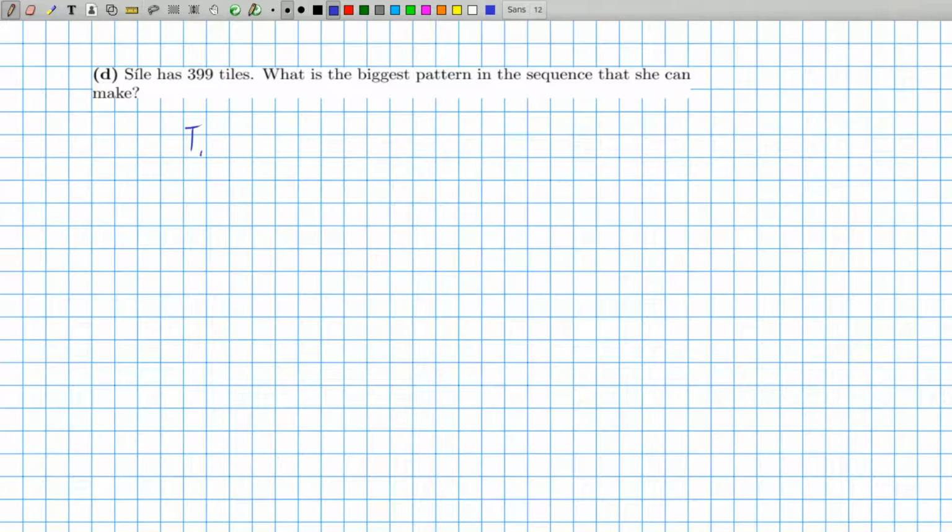We know that the number of tiles needed for the nth pattern is 9 plus 12 times n, and that number has to be less than or equal to 399. So whatever the number of tiles is, it has to be less than or equal to the number of tiles that Sheila actually has. So I'm just going to scrap the Tn equals part. We don't need that anymore. And now we just have an inequality.